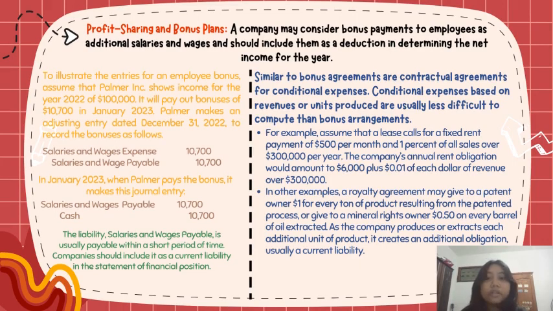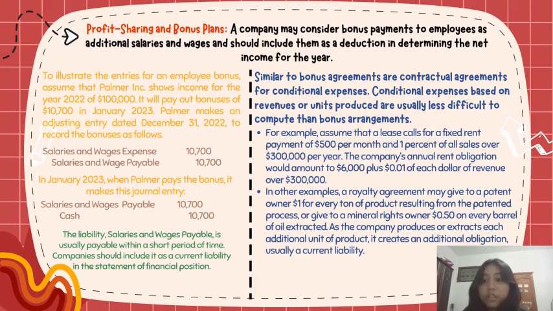It will pay out bonuses of $10,700 in January 2023. Palmer makes an adjusting entry dated December 31st, 2022 to record the bonuses as follows: salaries and wages expense on the debit side and salaries and wages payable on the credit side. And then the amount is $10,700.